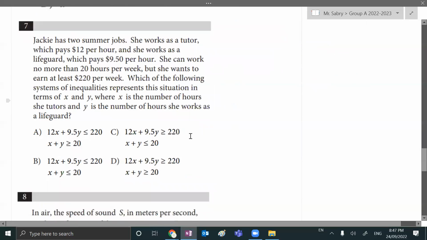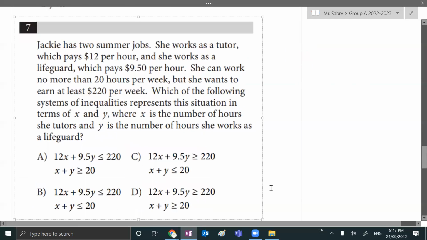If you're checking number 7, it says Jackie has 2 summer jobs. She works as a tutor, which pays $12 per hour, and she works as a lifeguard, which pays $9.5 per hour. She can work no more than 20 hours per week. No more. What does that mean, no more? It means the number of hours that she can work tutoring and lifeguarding both together should be less than or equal to 20. There should be no more than 20. And then it says, but she wants to earn at least 220 per week.